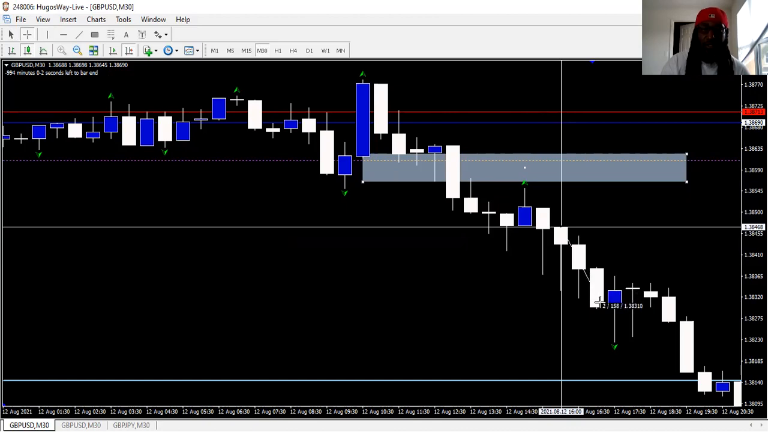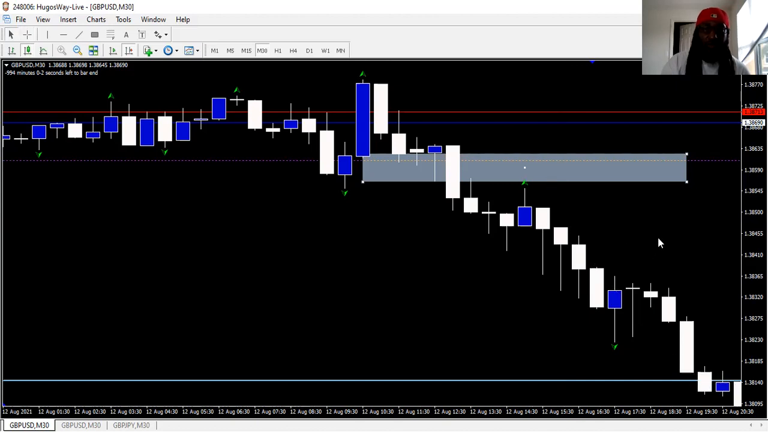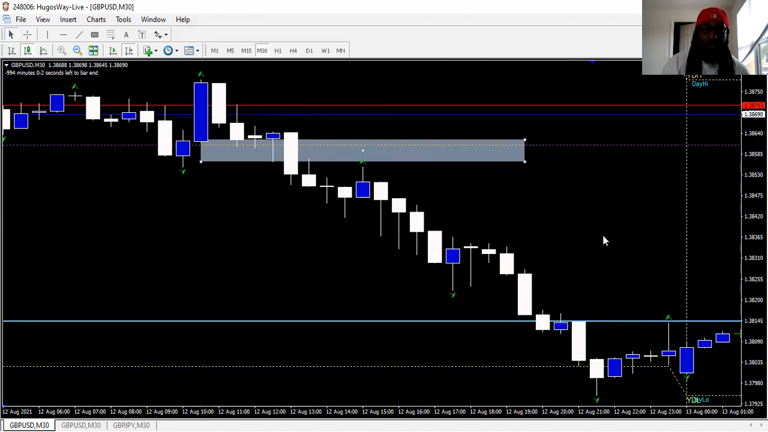You can enter in on this candlestick right here, 20 pips, and you could have ridden it all the way down. That was your move. As you can see, this thing came all the way down to that low of yesterday. So you got the break, retest. This is a confirmation candle.